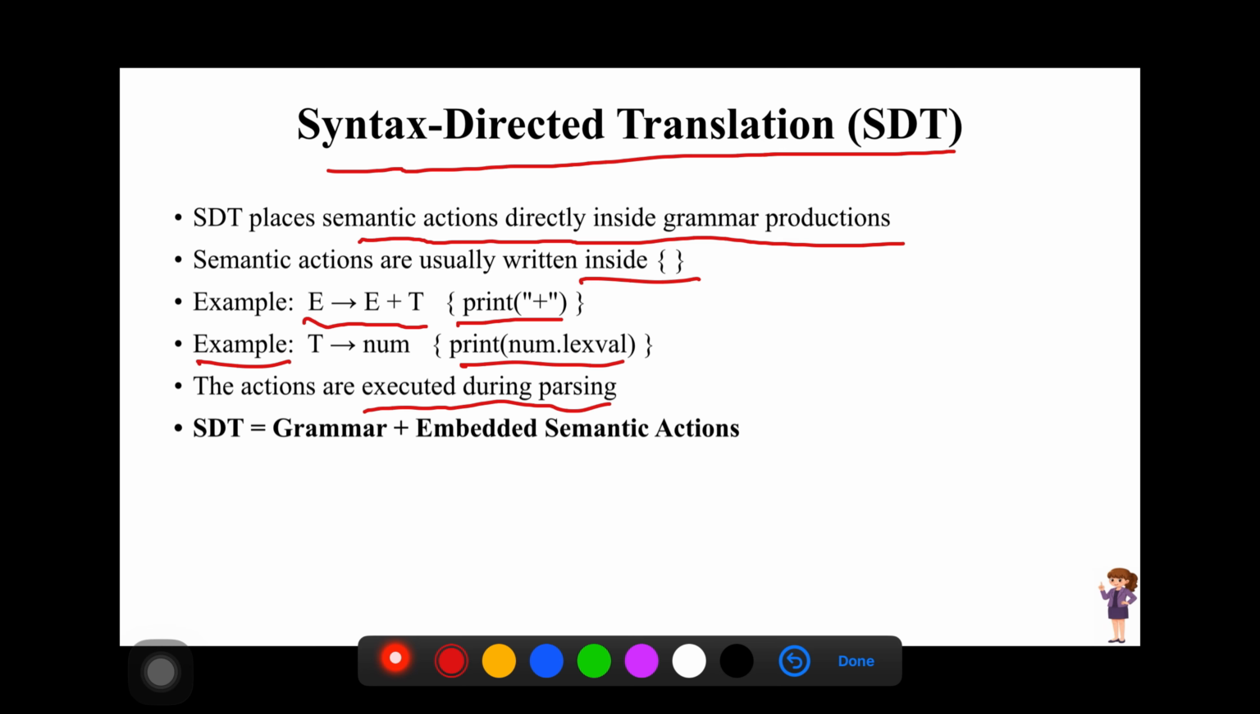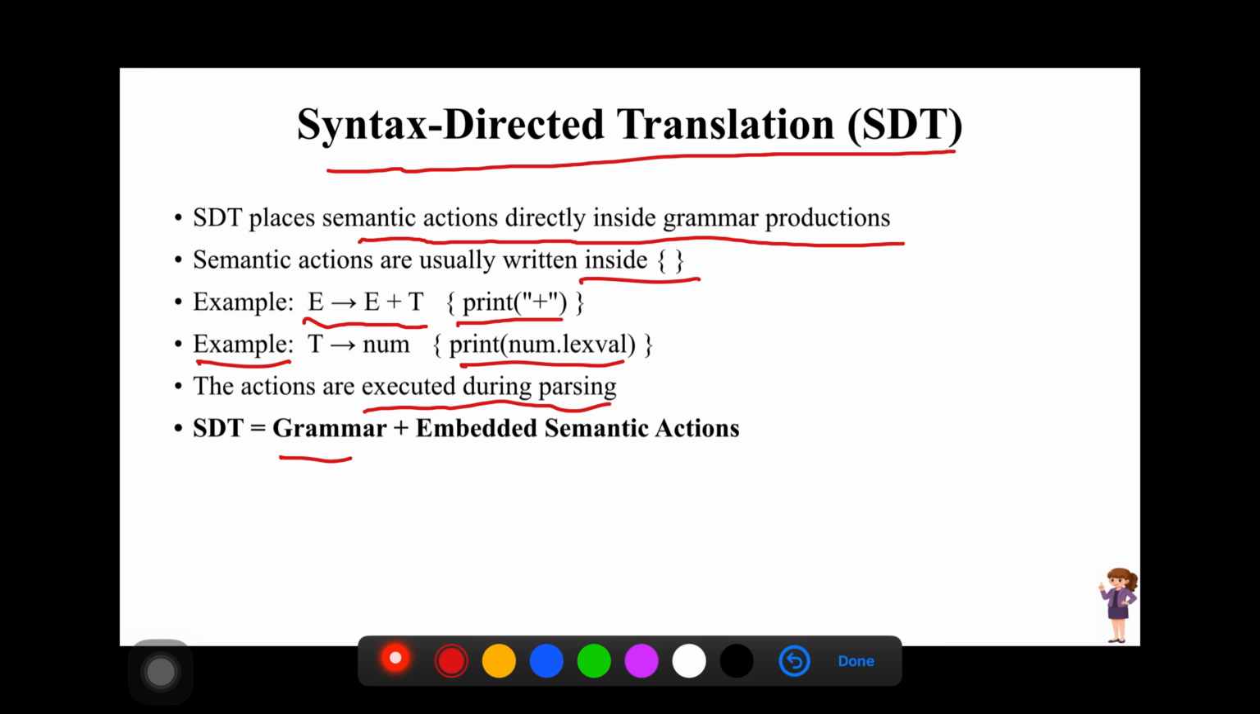So unlike SDD, where we describe semantic rules separately using attributes, SDT places executable actions directly inside the grammar. Therefore, we can remember SDT equals grammar plus embedded semantic actions. I hope you guys understood. Let us move on to the next slide. SDT example.